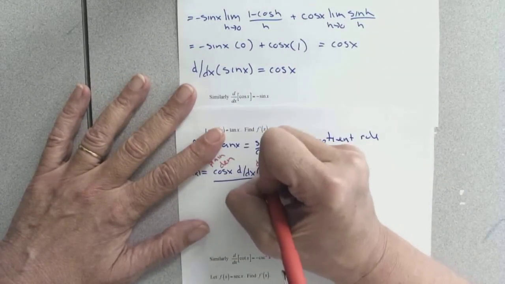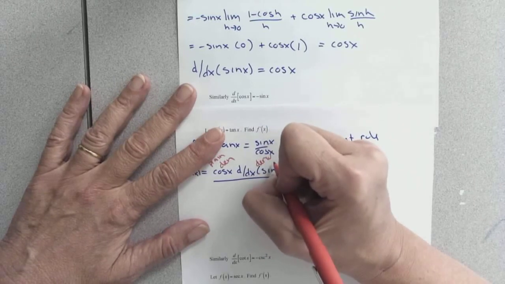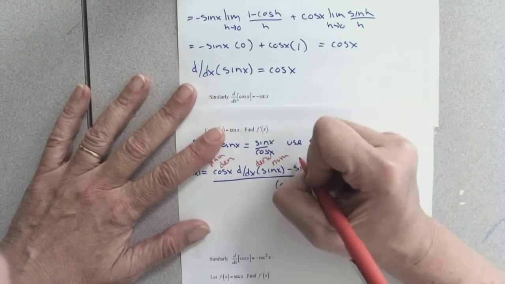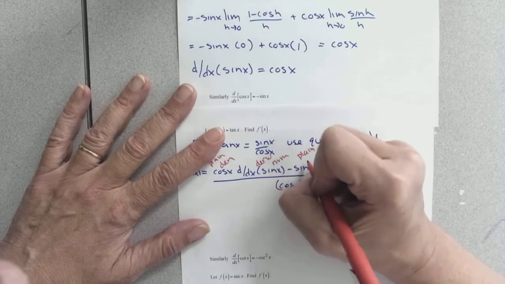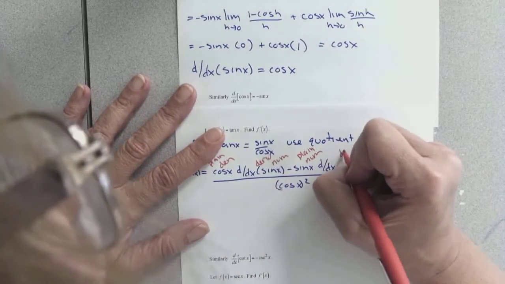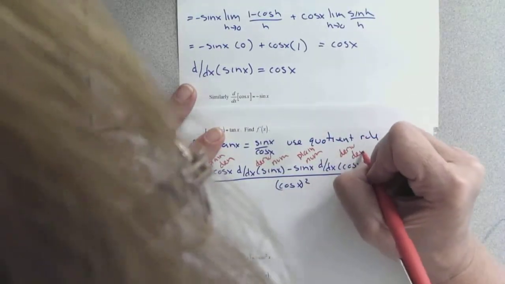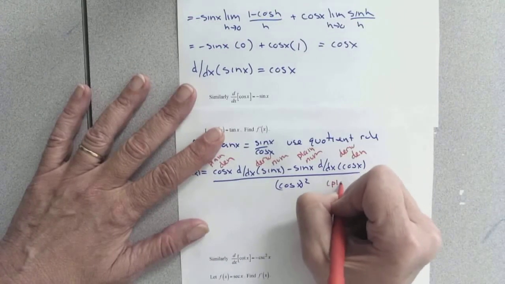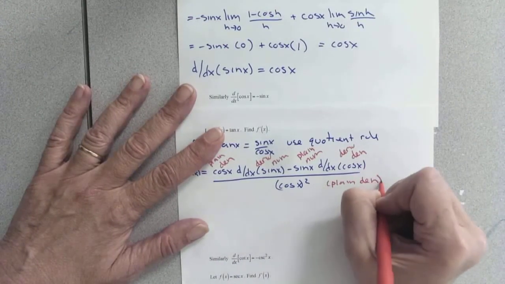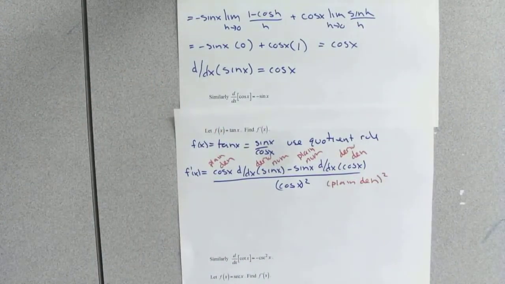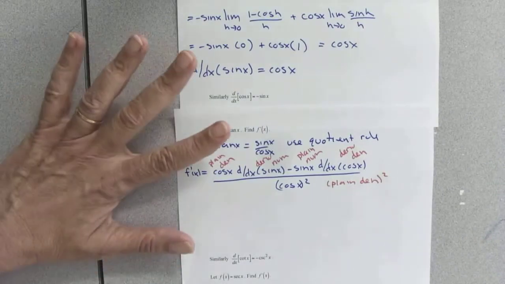Plain denominator, derivative numerator, minus plain numerator, derivative denominator, all over plain denominator squared. And you don't have to show that step. I've said that before. That's just me trying to teach people what the quotient rule says.